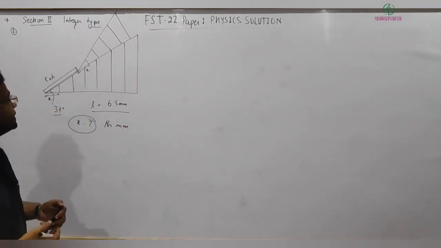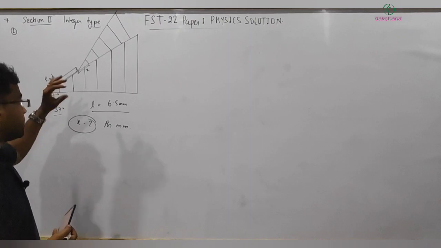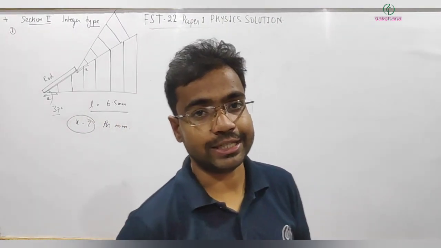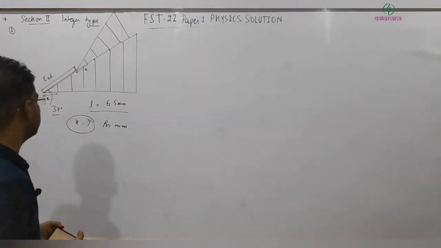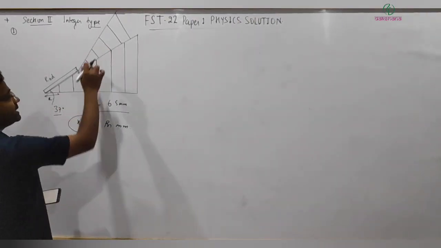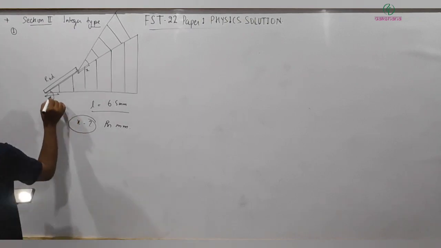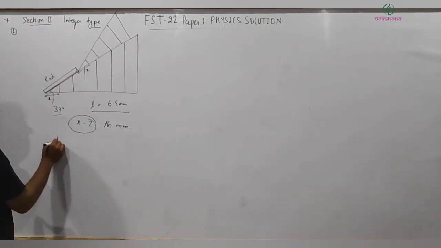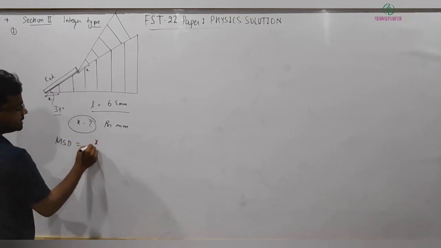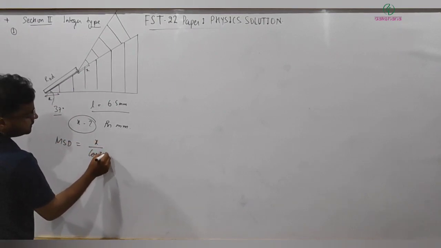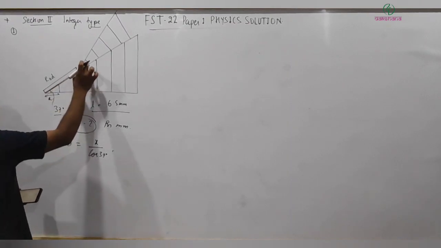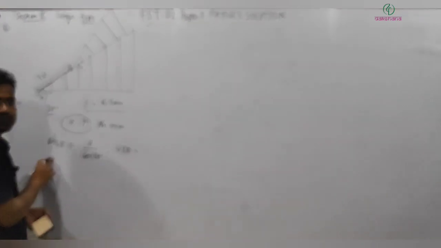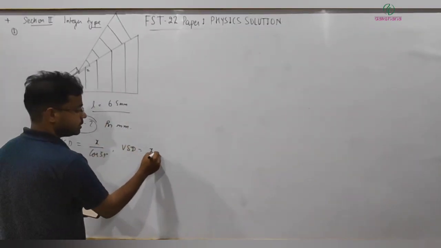Okay, so first you need to understand this problem. This problem is matching something like a vernier caliper. It's related to that. So here, this is the main scale and this will be acting like the vernier scale. Now in this case, the division on the main scale is equal to this. So main scale division MSD is equal to x by cos 37 degree. But this division is equal to this division, so I can write vernier scale division VSD is equal to x.